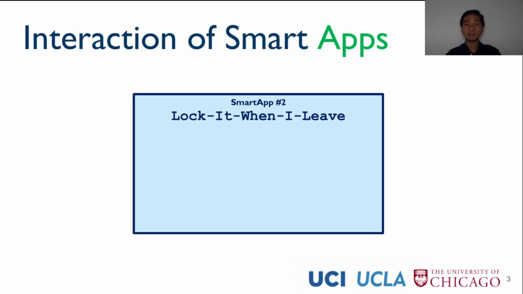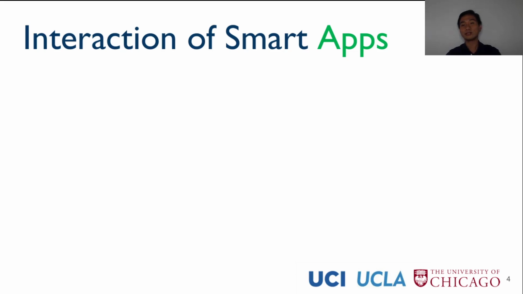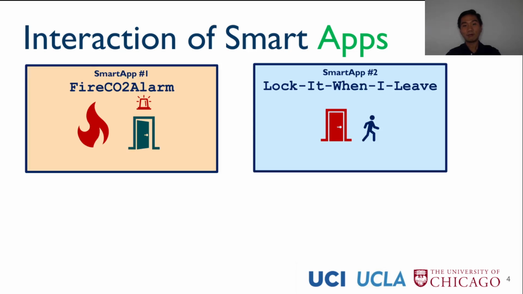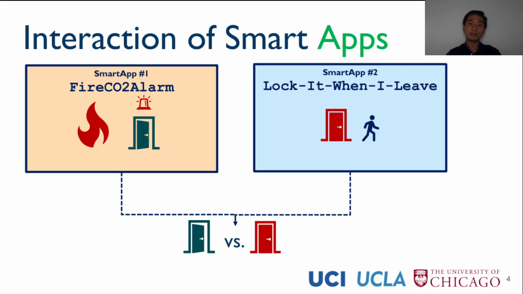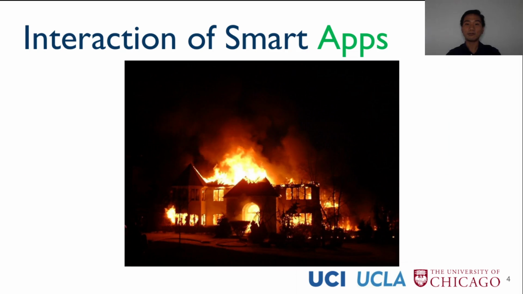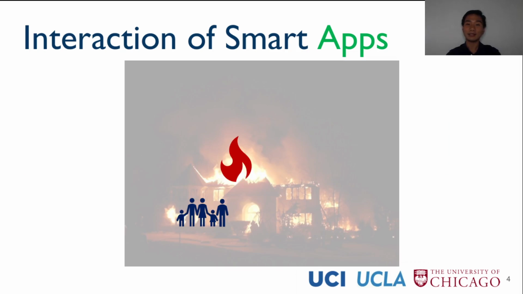The task performed by app 2 is lock the front door when the sensor detects that someone is leaving the house. Let's imagine that a homeowner decided to install both apps. While the fire CO2 alarm app potentially unlocks the door, the lock it when I leave app potentially locks the door. Let's imagine that the house was under a fire and there were 5 people inside the house.